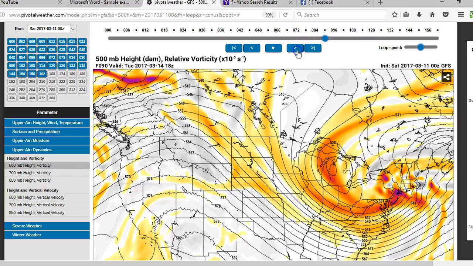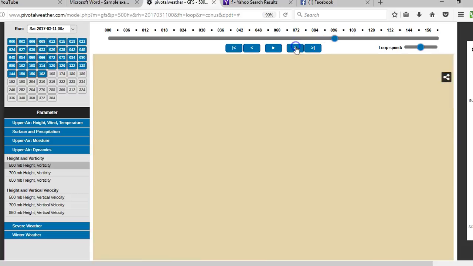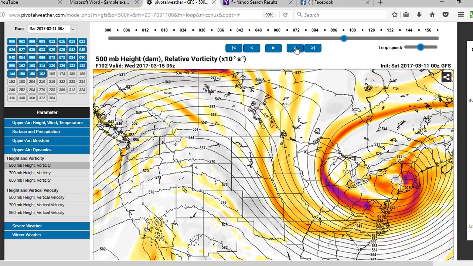Alright, so as we move forward here, you can see how the energy is just rotating around the trough. See, it's all negative now. So it is just rotating around the trough, and that's exactly what you want to see. And then the other thing that you see is that the upper level low, which is now here, is closing off. So that means the storm is rapidly strengthening.